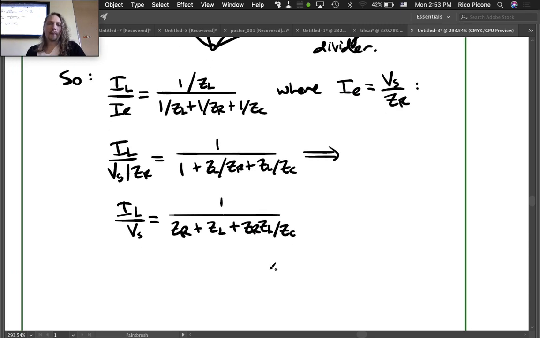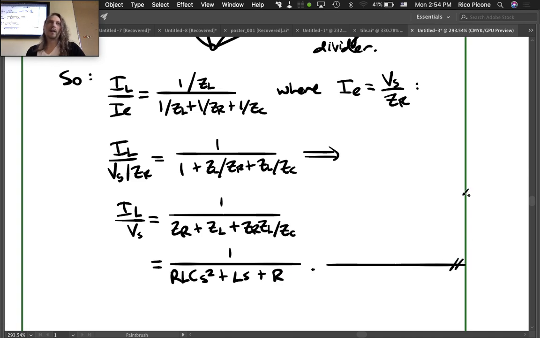Which, if you plug in your impedances, is very easy to see. This is going to be the highest order term, RLS divided by 1 over CS. So it's RLCS squared plus ZL is just LS plus ZR is just R, which checks out, right? It's the same result that we got in part B. So either one is fine. Either method is fine. It's sort of a matter of taste, which way you go.